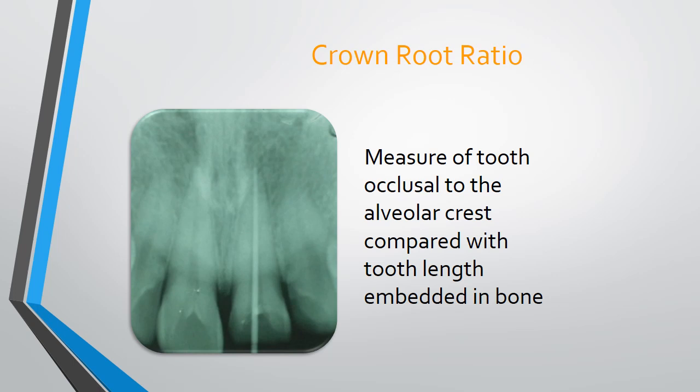Generally, this crown root ratio is evaluated with the help of a radiograph, which gives clear-cut visualization of the configuration of the root and the length of the root which is embedded in the bone. It is the measurement of the tooth from occlusal or incisal to the alveolar crest, which is compared with the tooth length or the root embedded in the bone.